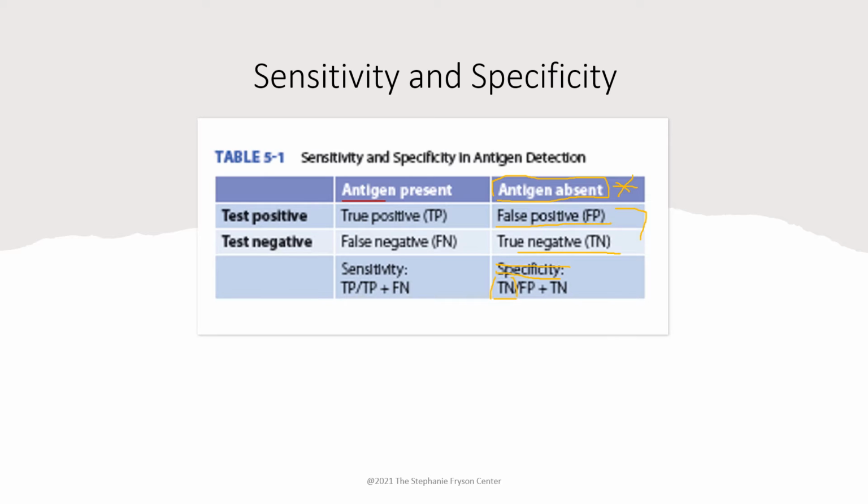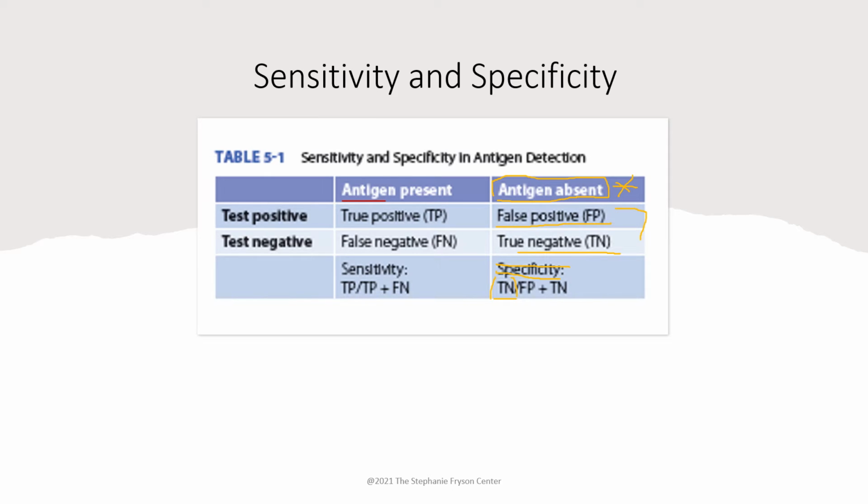In order to determine what the specificity is, you take the true negatives, which is your true answer of what you should be looking for, and you divide it by the false positives plus true negatives, and that would give you a percentage. And that would tell you if the test is able to specify that particular organism or analyte that you're looking for.